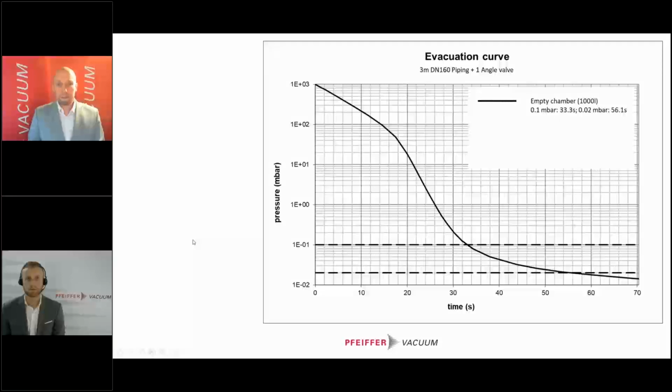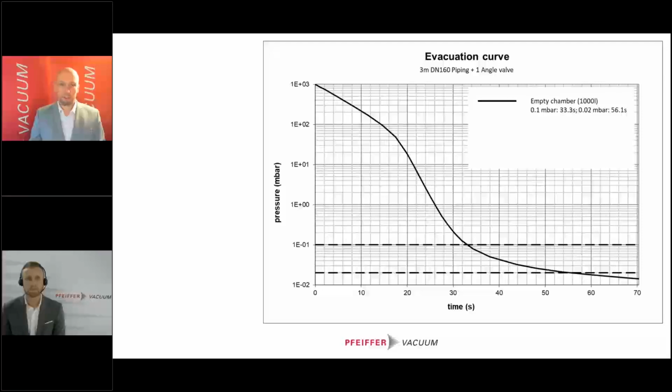Here we see first an evacuation curve of a normal roots pumping group, let's say a 2000 cubic meter roots pump with 600 cubic meter RVPs in the back, which should empty a chamber of 1000 liters. We have set 2 different pressure levels: 0.1 millibar is the upper pressure to be reached and 0.02 millibar the lower pressure level to be reached. This will stay the same through all of the following simulations.